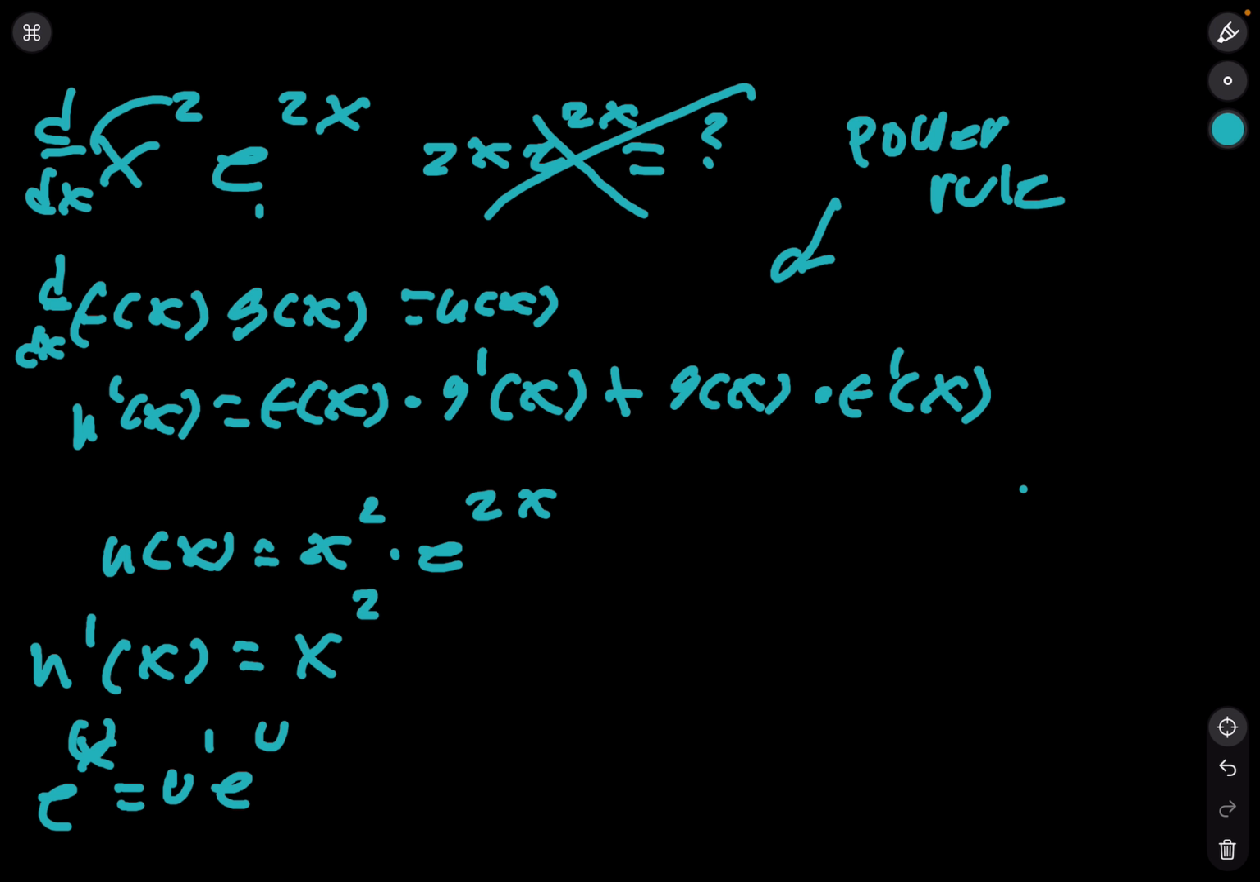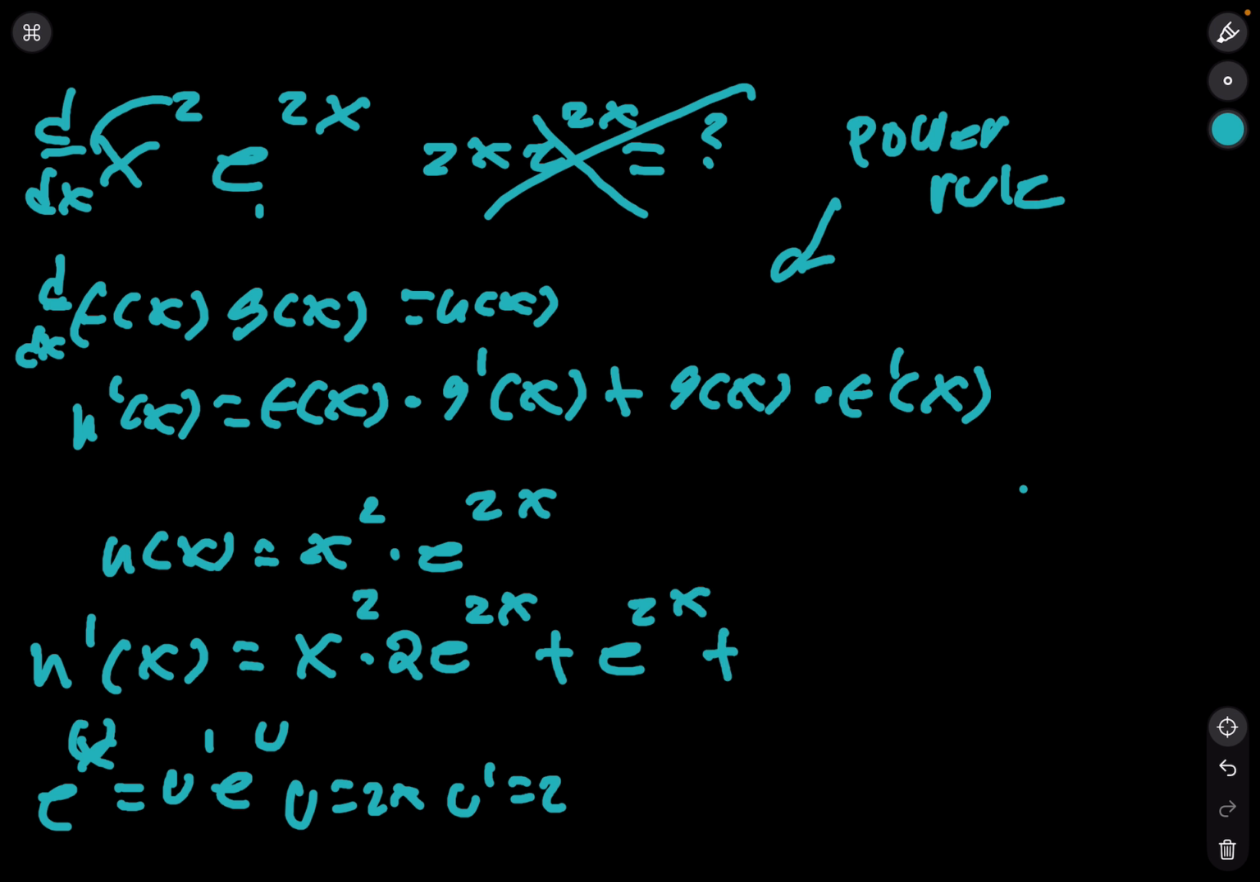Since our u in this situation is 2x, u prime would be 2. So it will be x squared times 2 e to the 2x, plus keep e to the 2x the same, times the derivative of x squared, which is 2x. And this is essentially your derivative. You don't need to do anything else after this. At college level, I believe you don't have to simplify, well, at least for my class anyway.